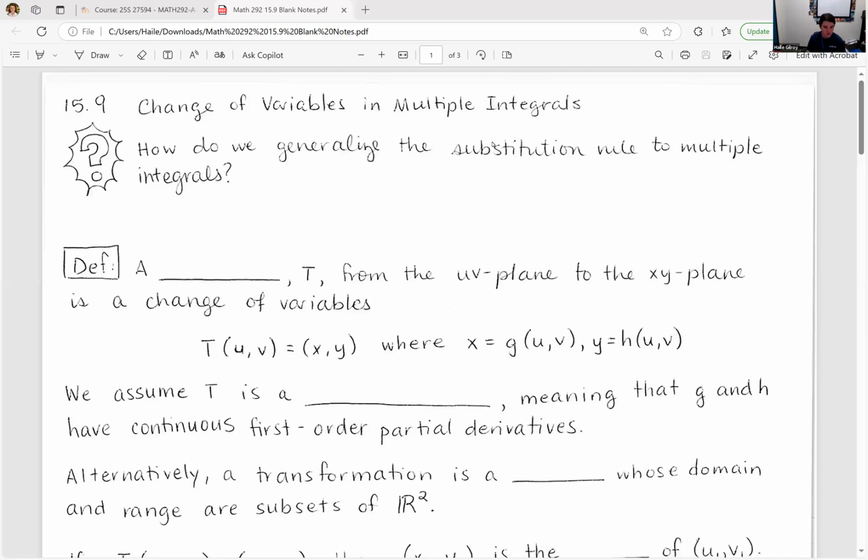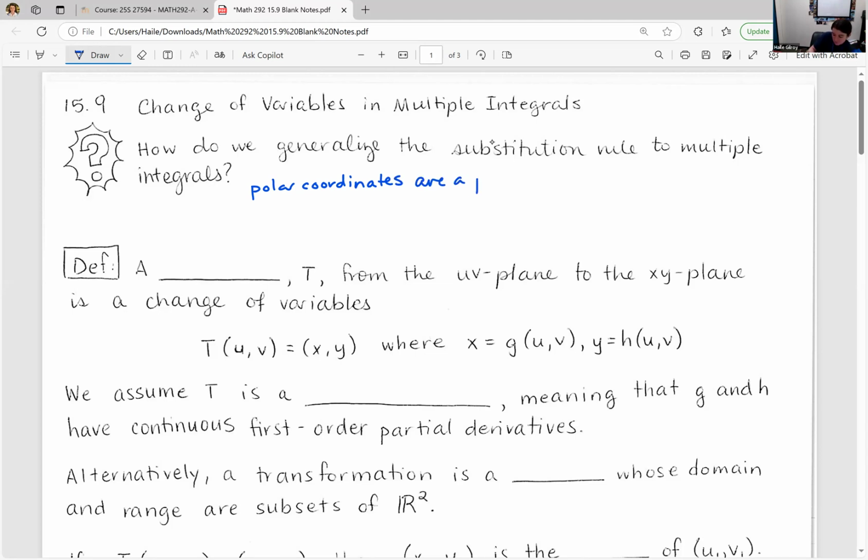It turns out it's a lot harder than in one variable, as if that wasn't hard enough, right? So we're going to see how to generalize this in multiple integrals. But actually, what I do want you to realize is that we have done this already. Polar coordinates, and cylindrical and spherical coordinates as well.